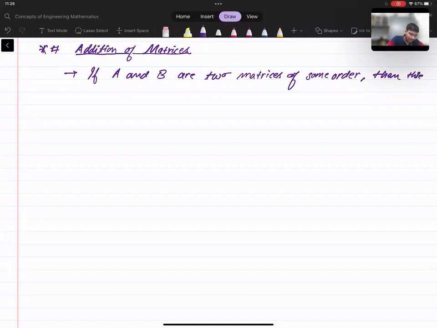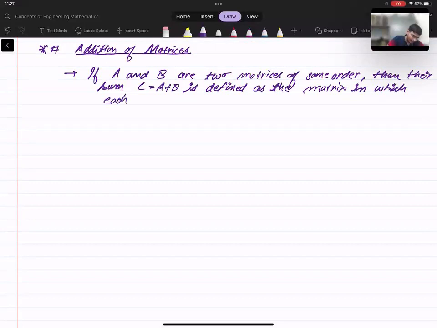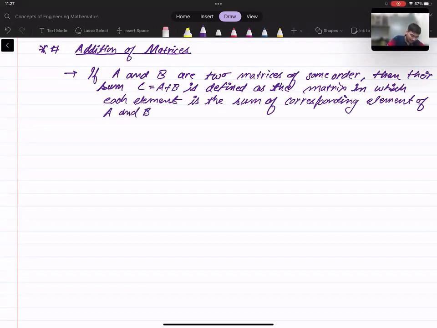Their sum, say C, is defined as the matrix in which each element is the sum of corresponding elements of A and B. Okay.